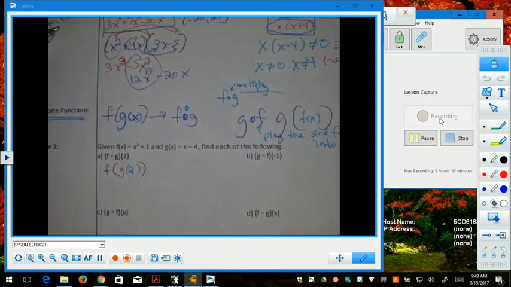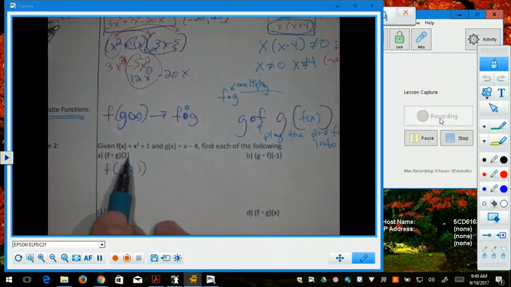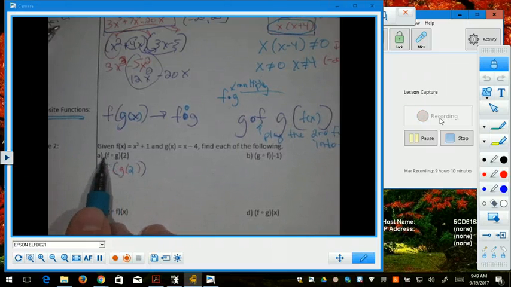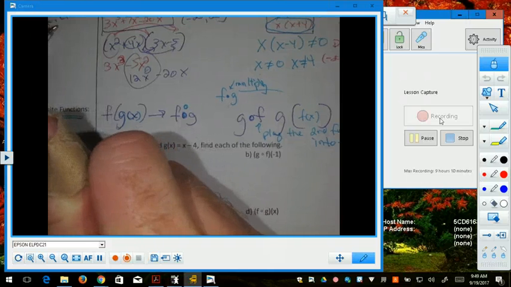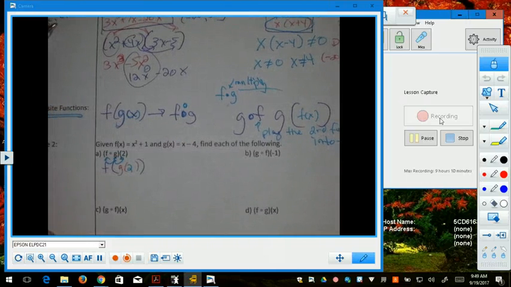So what do I plug the 2 into first? G. That's what this means. You're kind of working backwards in this statement. Plug the 2 into G and then plug that into F. It's starting with the 2 and working right to left. It's a little backwards in terms of how we think about reading things.